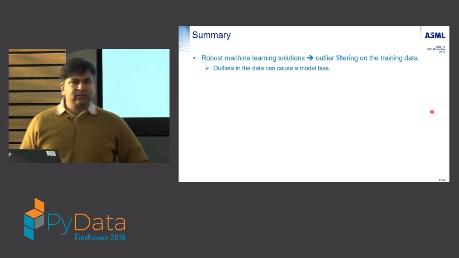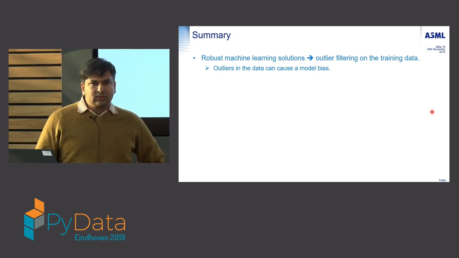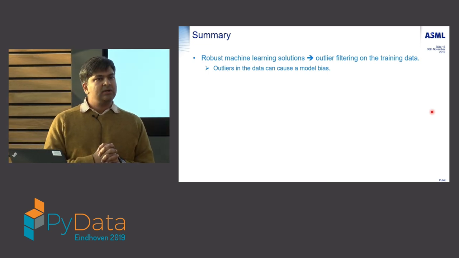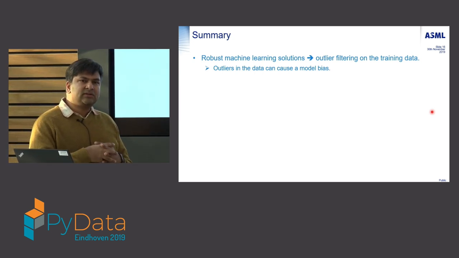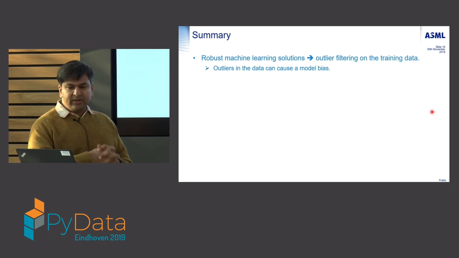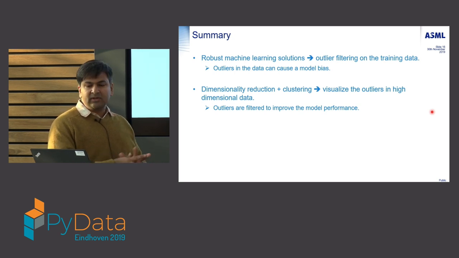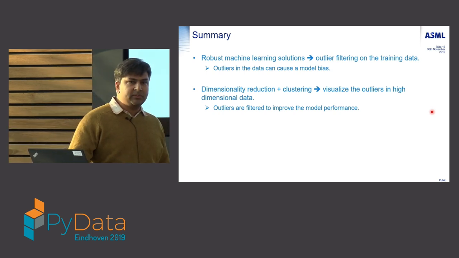So at this point, I'd like to conclude and show you a summary of what I just talked about. The first point is that to have robust machine learning solutions, you need to filter outliers from the training data, because the presence of outliers can cause your model to be biased in an unwanted way. If you are looking at very high dimensional data, then it's a good idea to look at dimensionality reduction and then follow it up with clustering so that you can visualize these outliers and then filter them out. And once you have done so, you have much better performance from your model.